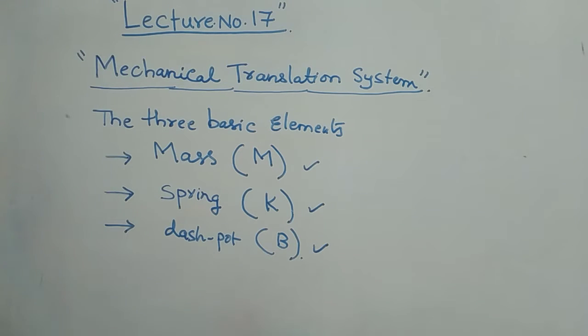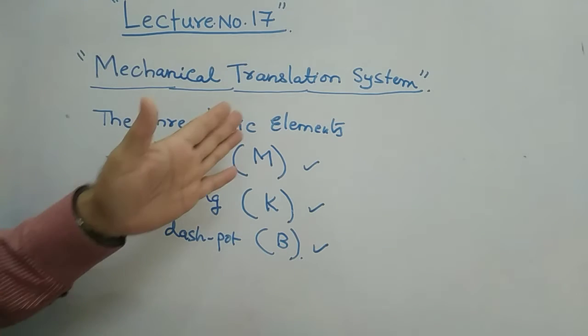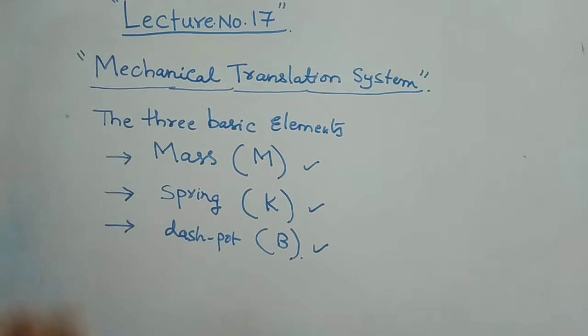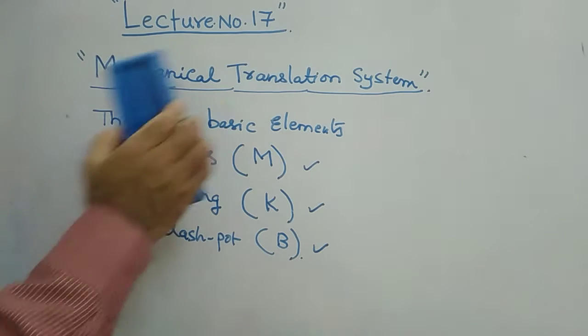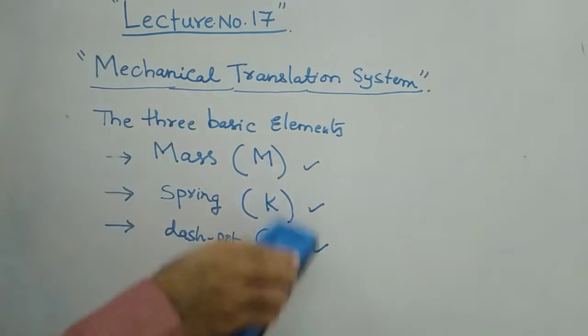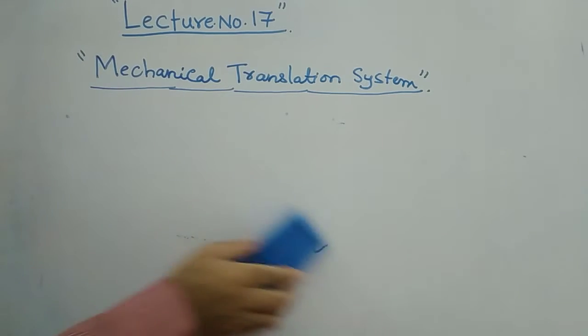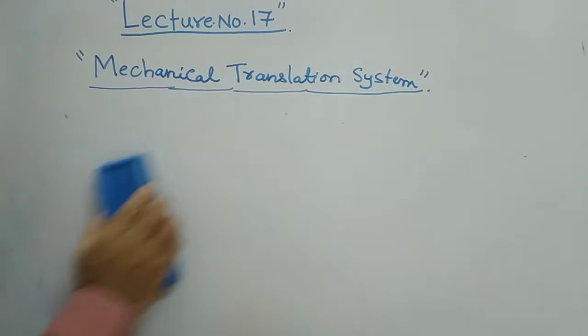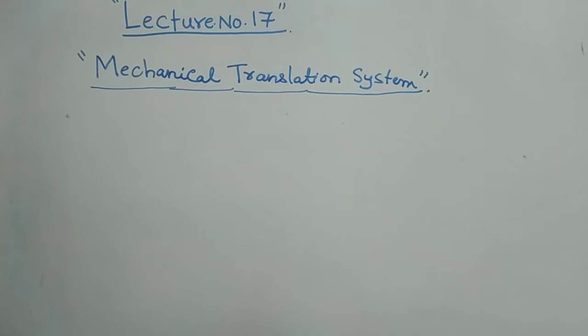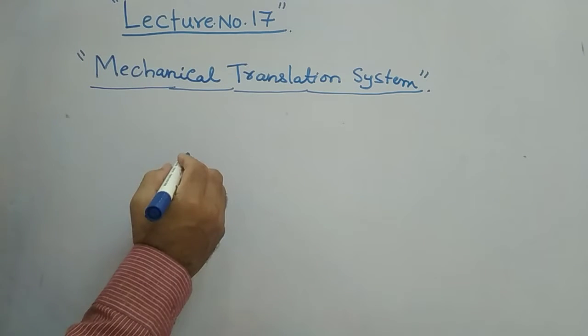So let us see one by one, and I will explain. Moreover, how these three elements can be identified, or how they can be represented for the physical system or the mechanical translational system, how these elements are associated. This is very simple actually. There is nothing difficult to understand, and I will explain for your understanding.